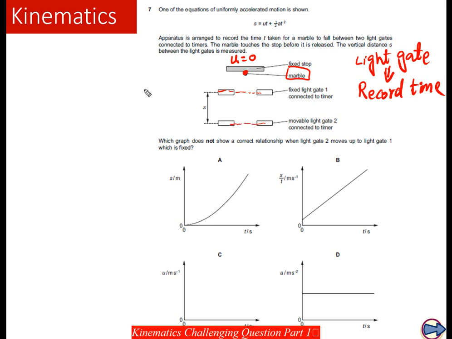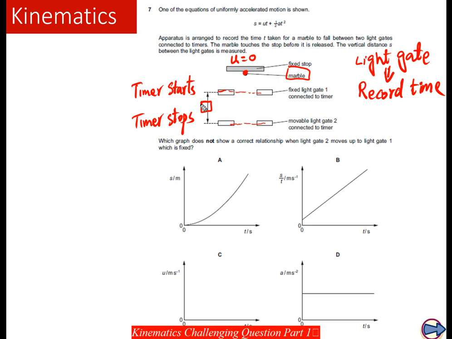When the ball reaches here, it will cut the first beam of light, so the timer will start. Timer starts at this point. And when the second beam of light is cut, the timer will stop. So this is how it will record time, and we can measure this displacement. S is the vertical displacement. This is the first thing we need to understand.